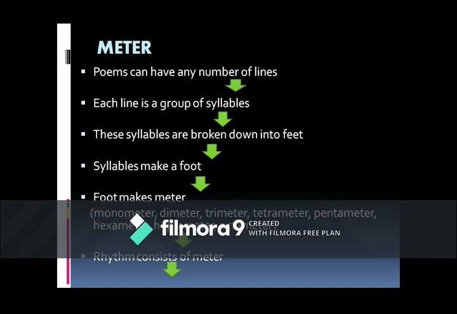Meter. Poems can have any number of lines. Each line is a group of syllables. These syllables are broken down into feet. Syllables make a foot. Foot makes meter. There are many different kinds of meters. Monometer, dimeter, trimeter, tetrameter, pentameter, hexameter, heptameter and octameter. Rhythm consists of meters.